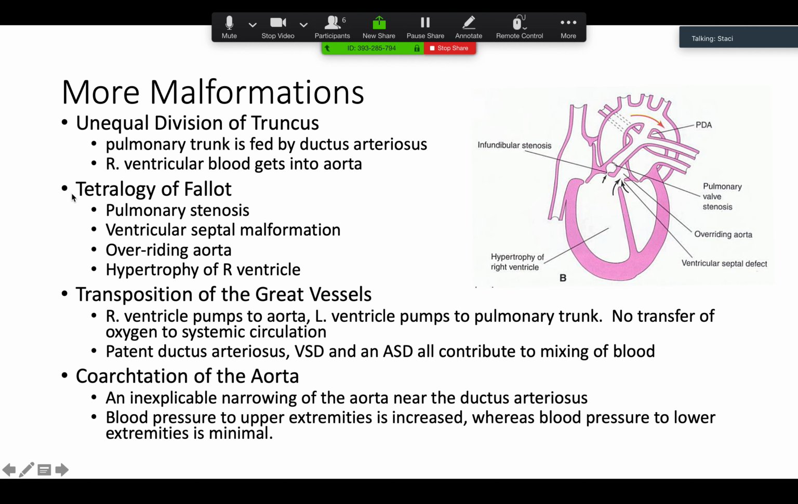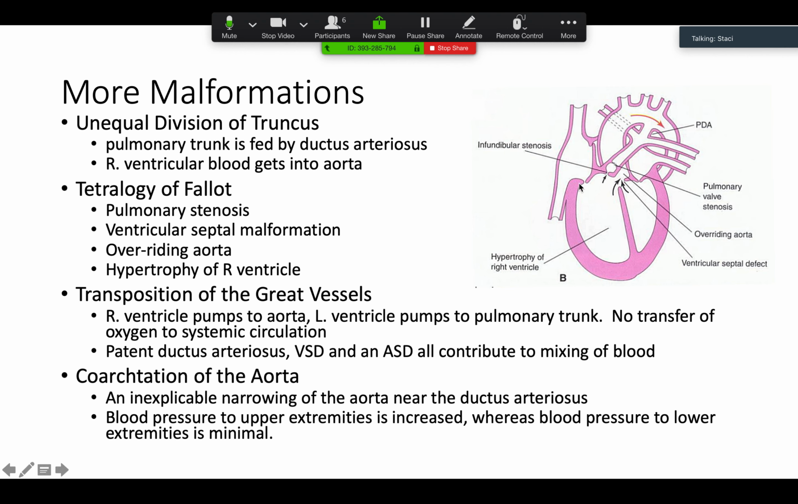Tetralogy of Fallot, that one is by far the most important, and it's got so many things going on here. So we've got pulmonary stenosis, and that's what this picture is. Here's the pulmonary stenosis right here. There's going to be a ventricular septal malformation, so right there's our septum malformation. We're going to have an overriding aorta. So here it is, overriding. And then we're going to have hypertrophy of the right ventricle.